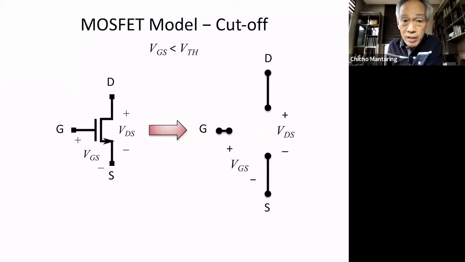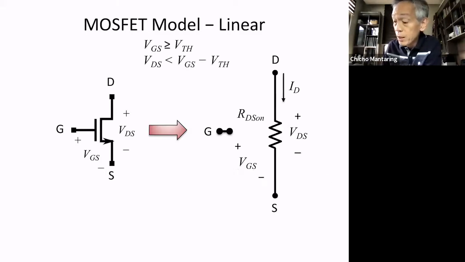So what are our models? How do we represent our transistor? So if it is cut off, VGS is less than VTH, it's just open circuit everywhere. Now, just a warning, just because it's open circuit does not mean that VDS is 0 and VGS is 0. Kapag open circuit, meron pa rin yung value ng VDS at saka VGS. Okay. Kapag linear, these are the conditions for linear, it's equivalent to a resistance.